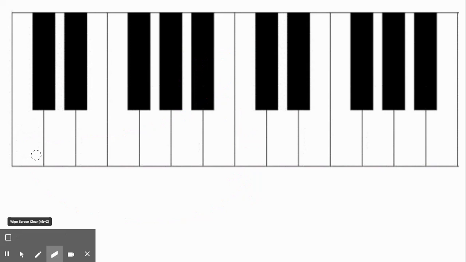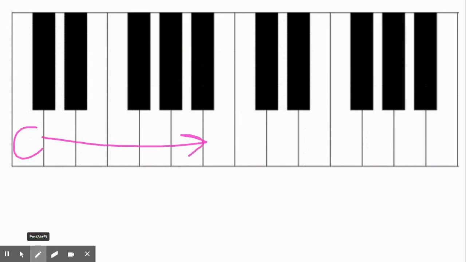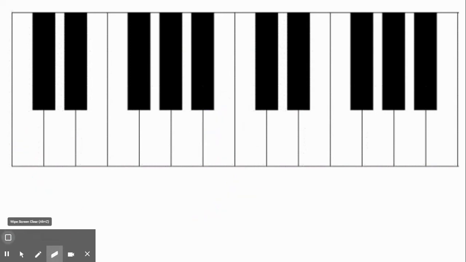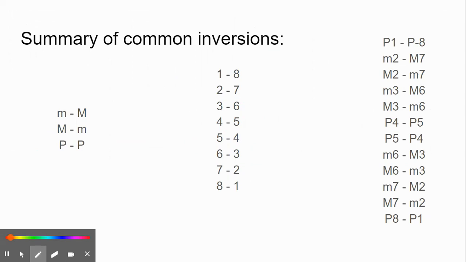If I have a major seventh, C to B is a major seventh, and I invert it by flipping C up above B, where B is now my root, I have a minor second. There are some common principles with inversions. Minor always becomes major, major always becomes minor, perfect stays perfect. There are other intervals and other inversions, but these are the ones that we're going to need soon. We're not going to talk about the others for a long time.